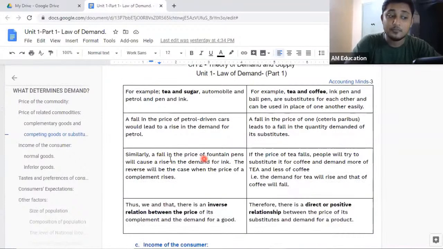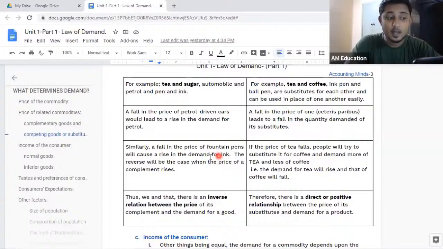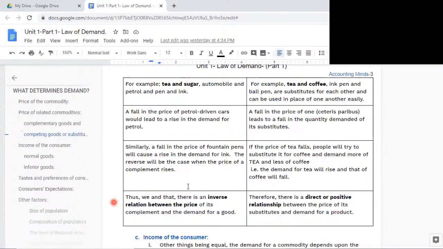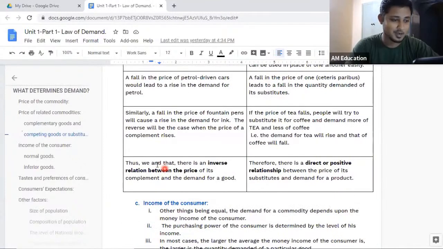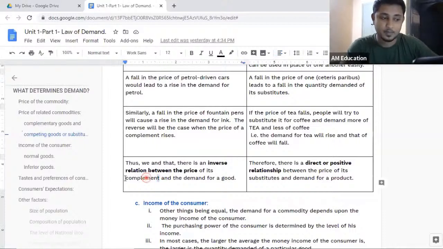Similarly, a fall in the price of fountain pens will cause a rise in the demand for ink. The reverse will be the case when the price of a complement rises. When the price of a complement rises, the demand for the good falls. There's an inverse relationship between the price of its complement and the demand for a good. So these are the two products: one product is the complement, and the other product is the good.